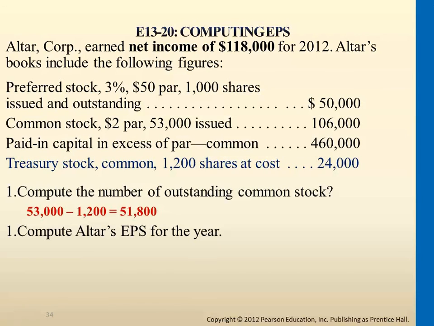Okay, now the reason why we're doing this first is because EPS needs to use the number of shares here as the denominator. So if we want to calculate this, net income, it tells you is $118,000. You know the number of common shares outstanding is 51,800. How do we get this? How do we get preferred dividends?